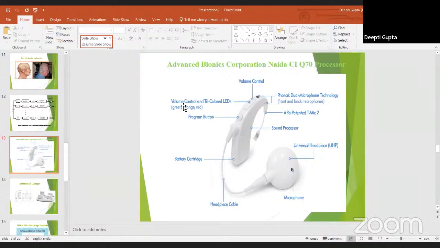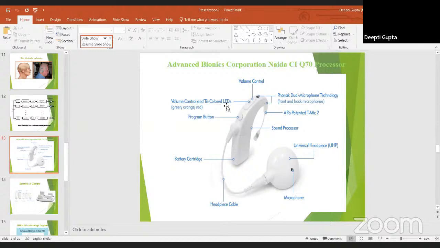And what is the meaning of volume control and tricolor LED? We can say there are different meanings of these LEDs. Orange, what is the meaning of orange? Orange when it blinks at startup: 4 quick blinks indicate that the battery is fully charged.